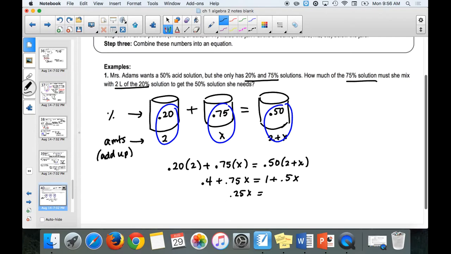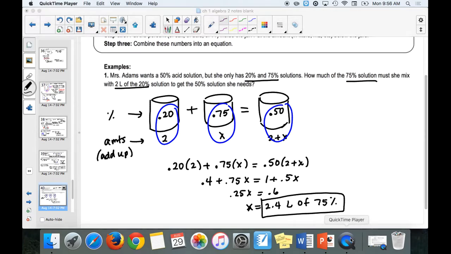So did I mess something up, maybe? Oh yeah, 0.6. I think I'm good. So 0.6 divided by 0.25. So x equals 2.4 liters. So you're adding 2.4 liters of the 75% acid. All right, does that make sense? So if you have trouble with those on your homework, that's fine. I will help you with the mixture ones. But go ahead and start out.